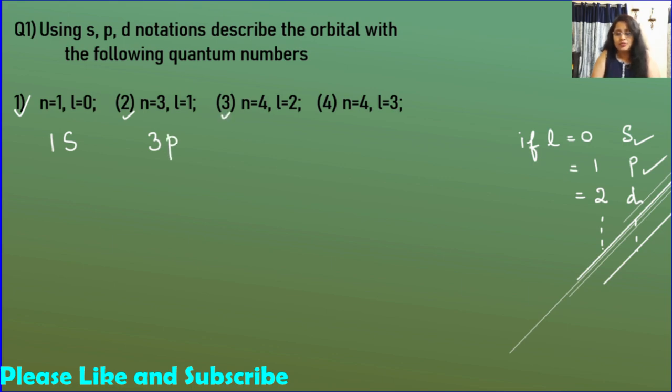Next question. n is equal to 4 means fourth shell. L is equal to 2 means d orbital, 4d. Next is n is equal to 4 means fourth shell, and L is equal to 3. What should L is equal to 3 be? 3 should be f. So L is 3 means 4f orbital. This is the solution of our question. Hope you guys understand. It is very easy to do. Just remember this portion. This will always help to solve the questions.